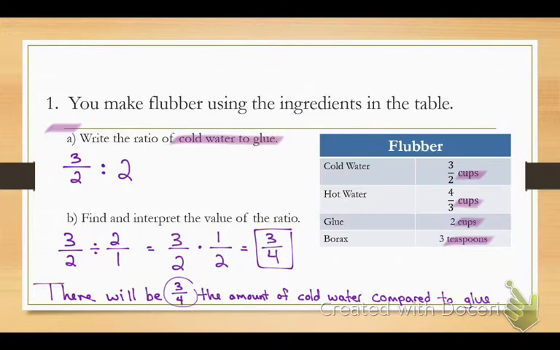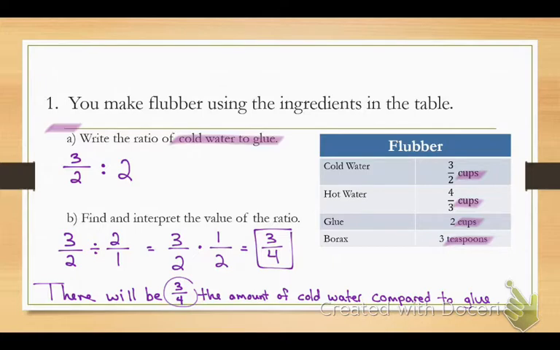All right, let's make it a little simpler and say half. There's half the amount of cold water compared to glue, okay? If I said there was 2 cups of glue, how much cold water would there be if there was half? 1 cup, because you would halve it. So what I'm saying is, however much glue I have, there will be 3/4 of that amount of water, okay?